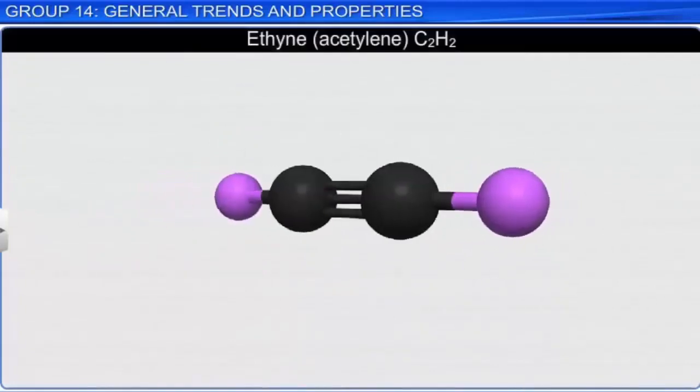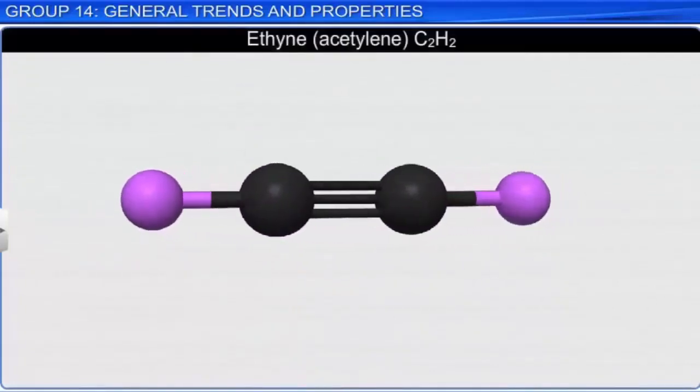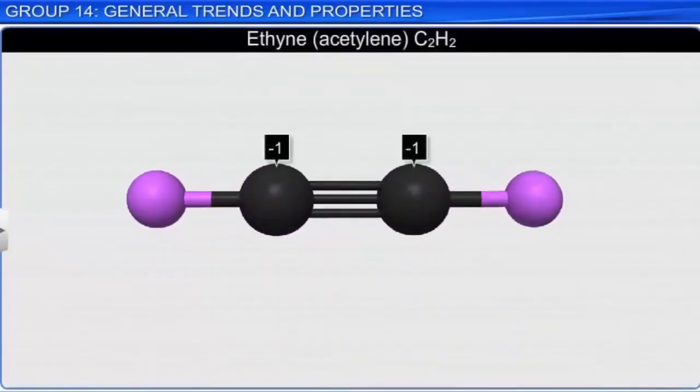In ethane, the carbon is in a -1 oxidation state. Again, each hydrogen is +1. So the carbons must be -1 for the sum of the oxidation numbers to be 0.